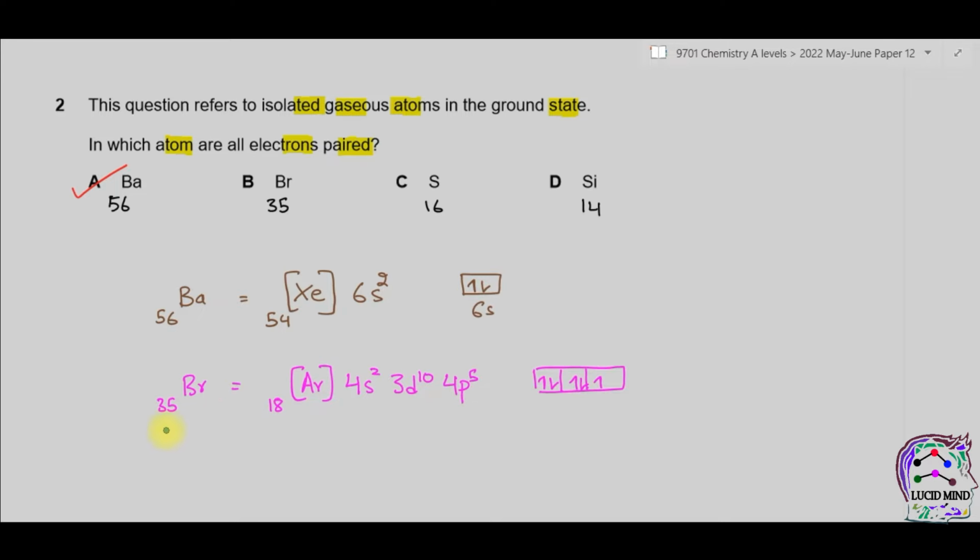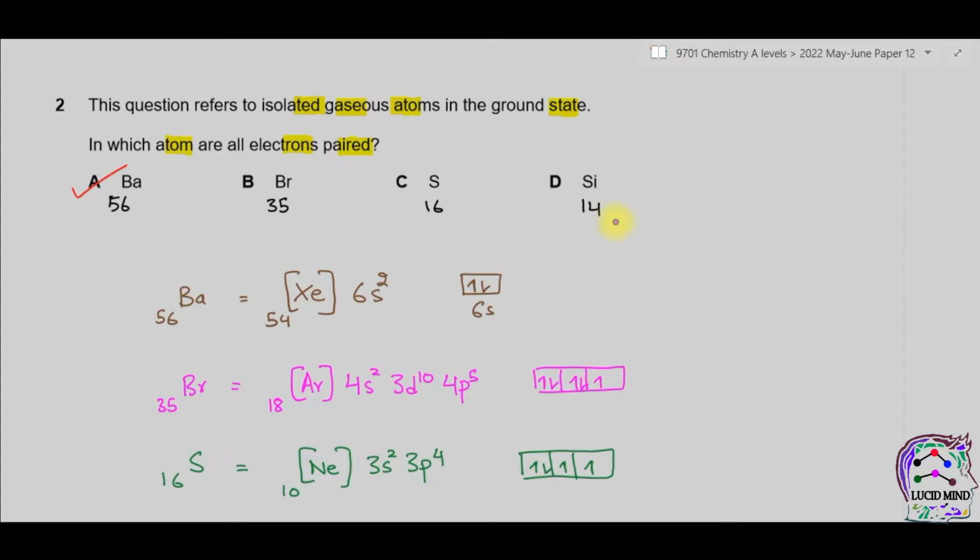Let's do the same for sulfur. Sulfur is 16. And now we can start from neon. Neon is 10, and then we have 6 left. So we have 3s2, 3p4. Again in 3p we can see we have 4 electrons, so it should be 6 in order to complete all the pairs. 1, 2, 3, 4, so we have 2 unpaired electrons.